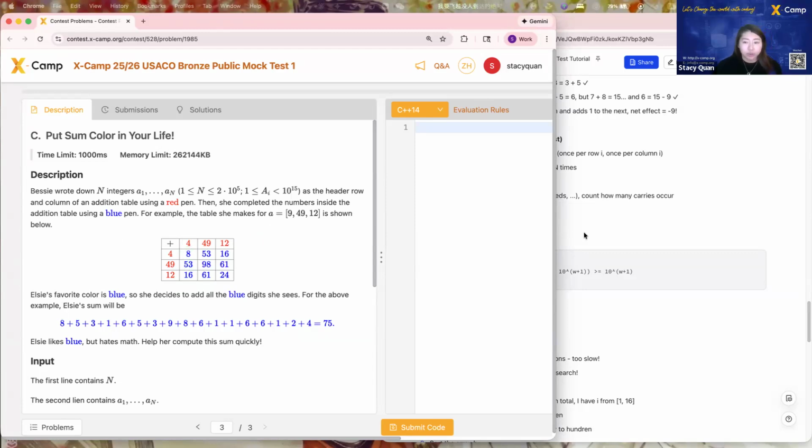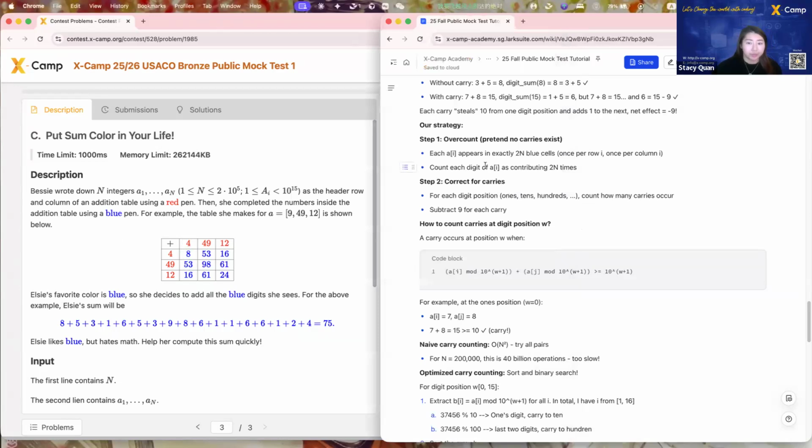So let's assume we have finished the counting, where each digit contributes a number of times. We need to correct for the carries. For each digit position, there are multiple ways to have carries. You can have a carry from the ones to the tens digit, from the tens to the hundreds digit, or from the hundreds to the thousands digit. So let's count those carries one by one.